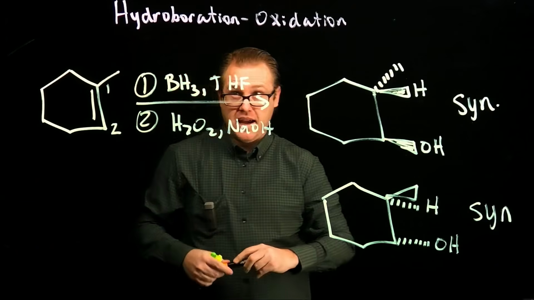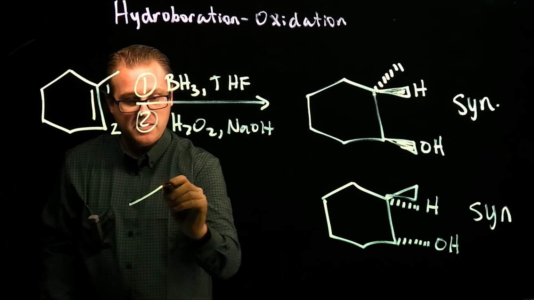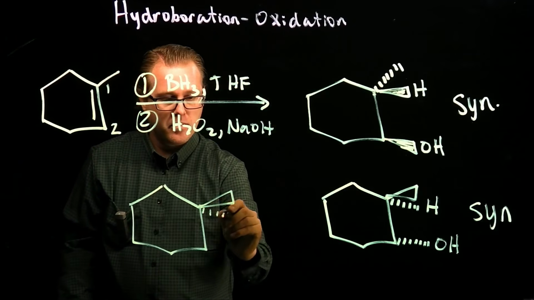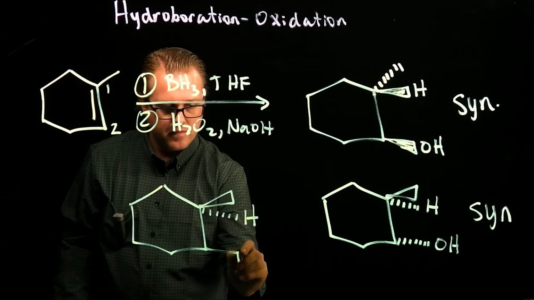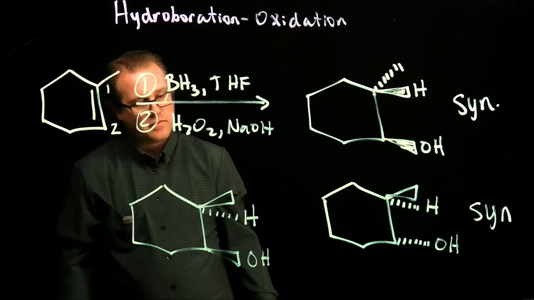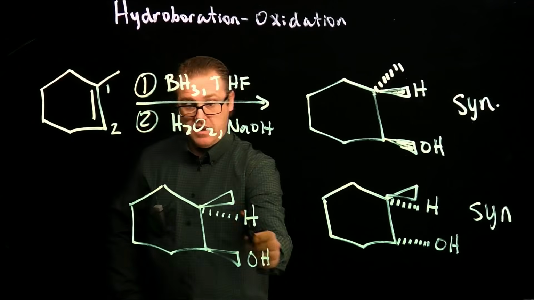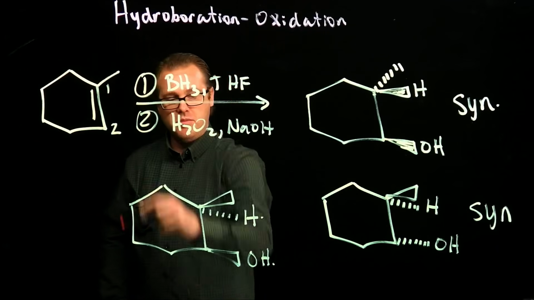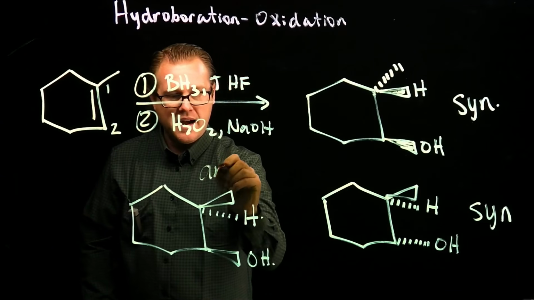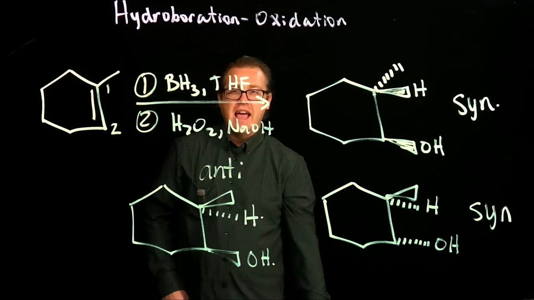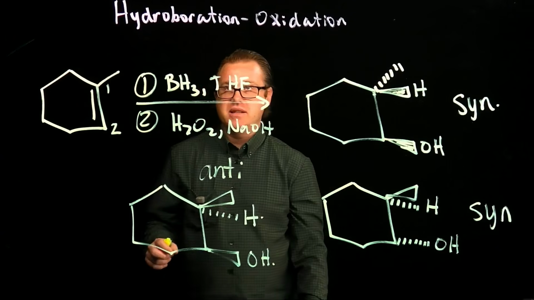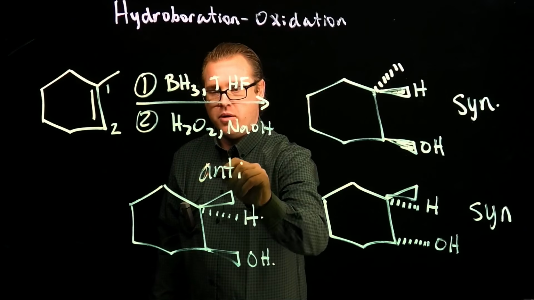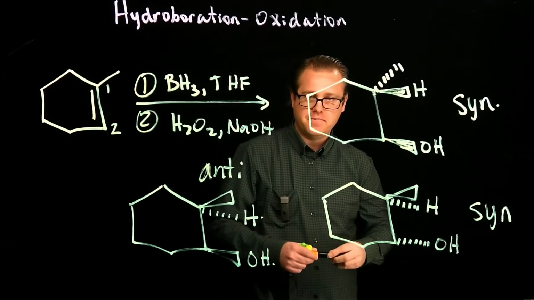What you will never see with hydroboration oxidation is a product that looks like this. Like that. Is this still an addition reaction? Yes, it is, because we've added a hydrogen and an alcohol across that double bond. But this is called an anti-addition. And you do not have anti-additions with the hydroboration oxidation. That is very, very important to realize. Okay?